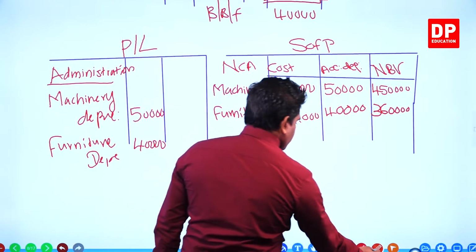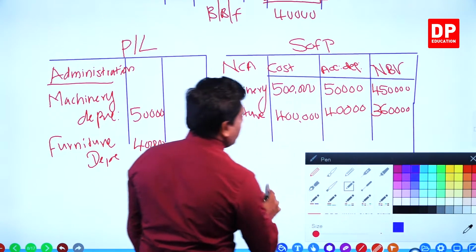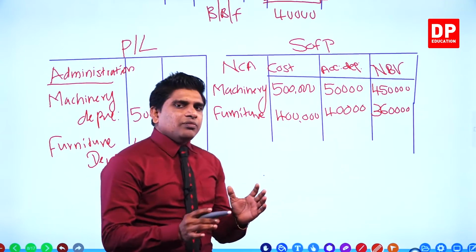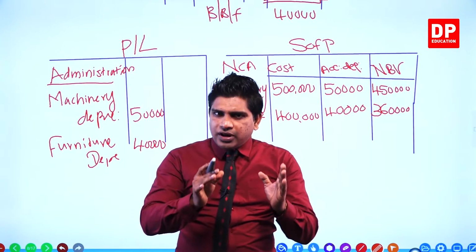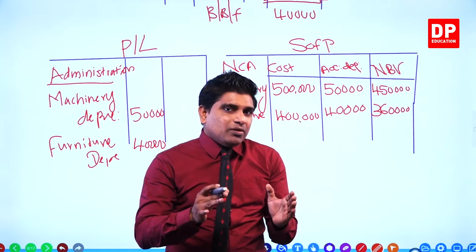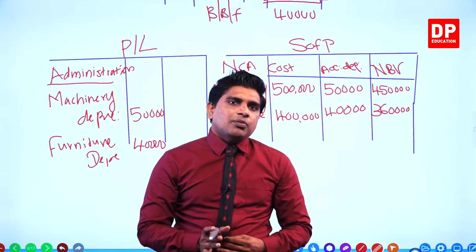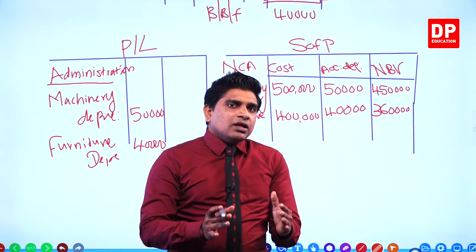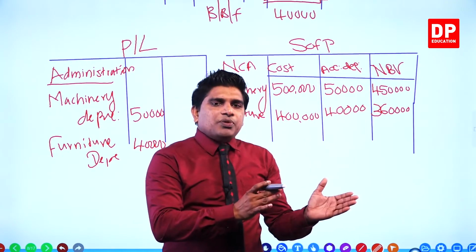Remember this, I'll explain something here. What is this? Remember, not sometimes, most of the time, they will give the provision for depreciation account balance, the opening balance of the provision for depreciation account. Why? That account shows the previous year's depreciation.